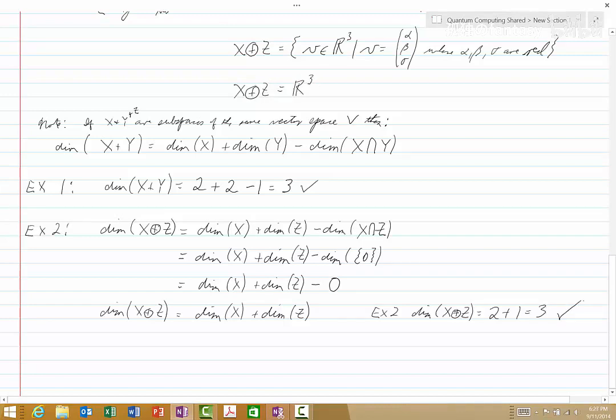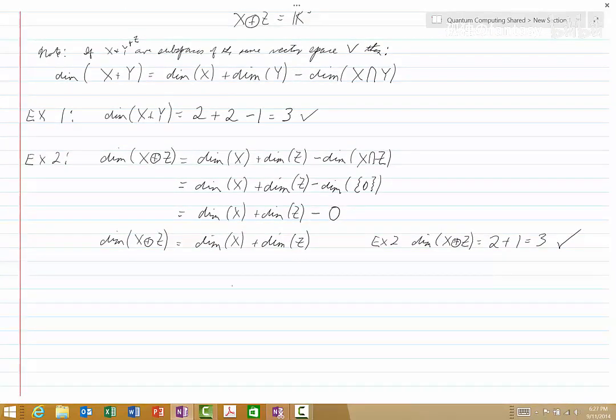So there is a little additional information about the sum of two subspaces and the direct sum of two subspaces. And just remember that the direct sum is a sum. However, it's a little bit more: when we use the direct sum notation, it means that the two subspaces under consideration have an intersection consisting only of the zero vector.